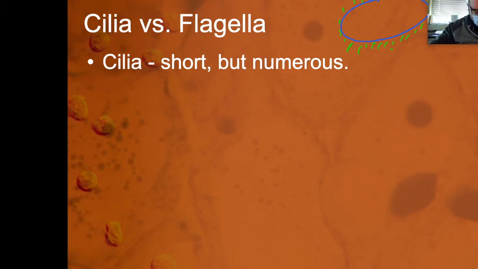Now, they're also found on animal cells too, but they're not for locomotion. Okay, your trachea is lined with little hairs, and they are cilia. And their job is to move mucus and dust and whatever you get into your respiratory tract. Their job is to move that stuff up and out.